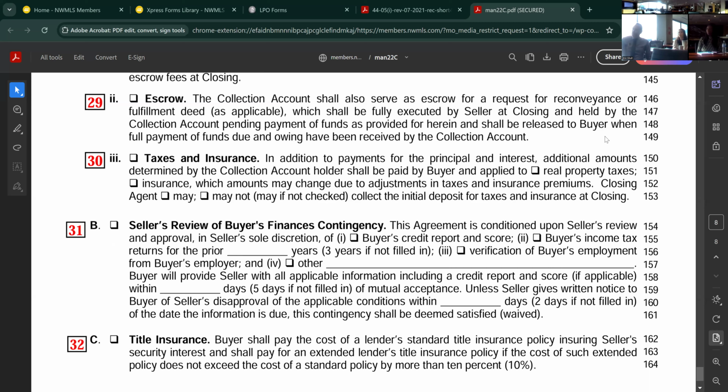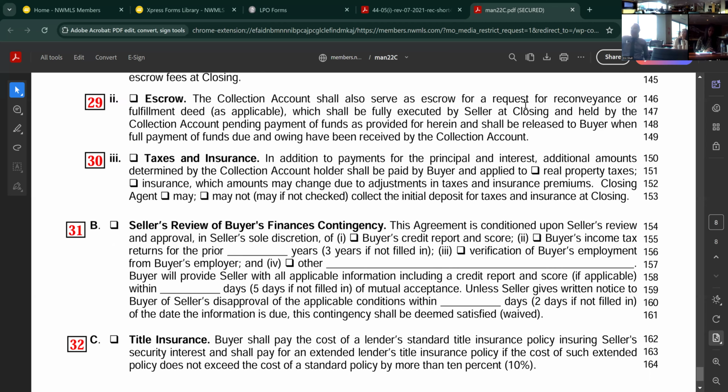And the seller is the bank. So the seller's doing this, so you really do not want to be extending credit to an individual without at least investigating it. And then, of course, title insurance.